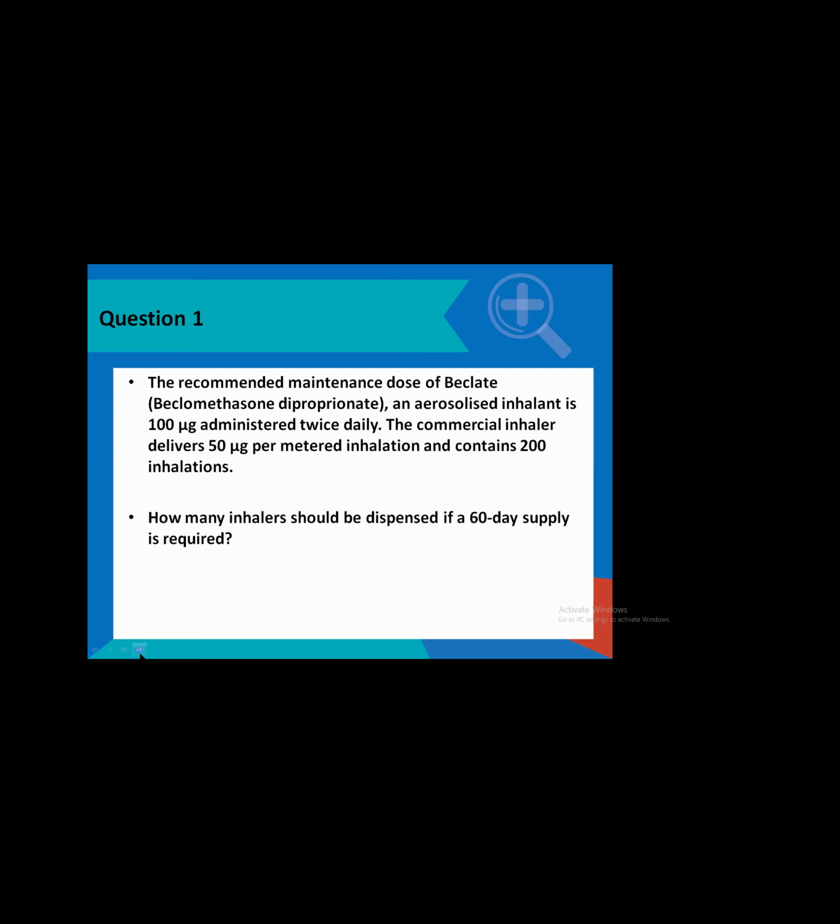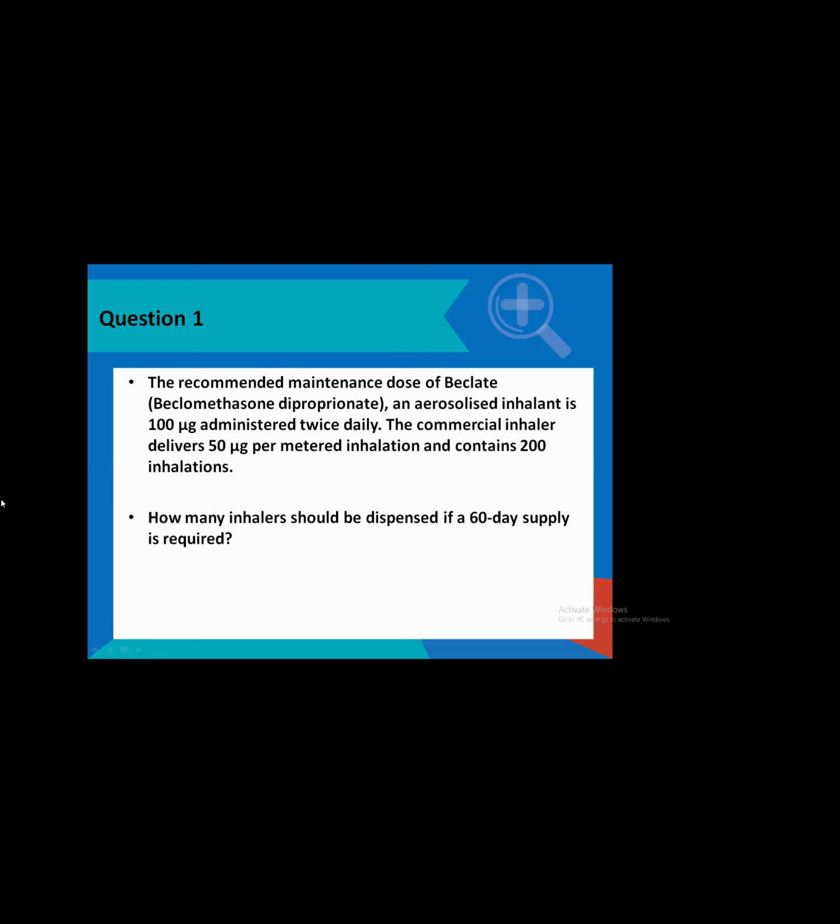So for your POE, you have 2 questions that you need to work on. And then these 2 questions are: the recommended maintenance dose of bentonite, which is your inhalant, is 100 microgram administered twice a day. So now it becomes 100 microgram BD, and then the conventional inhaler delivers 50 microgram per metered inhalation and contains 200 inhalations.